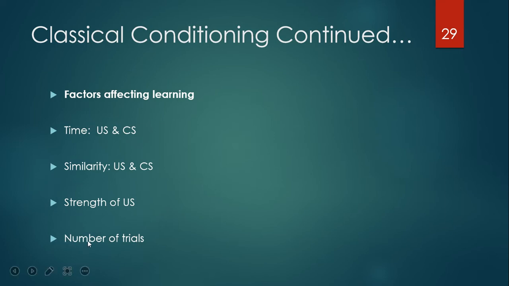And the number of trials. This would be how many times the conditioned stimulus and unconditioned stimulus are paired before learning occurs. The more trials that occur, the more learning that's going to occur.